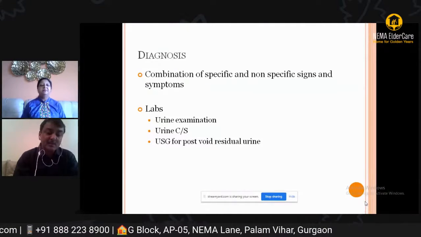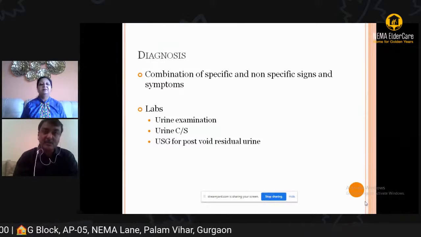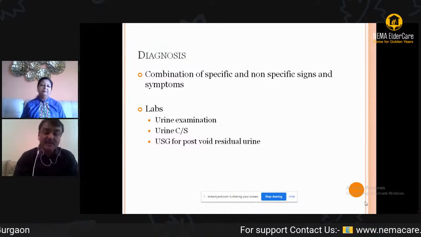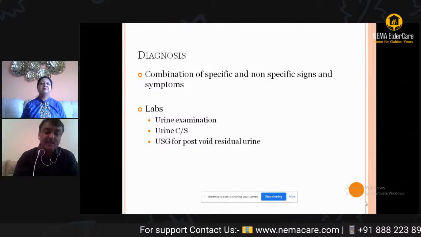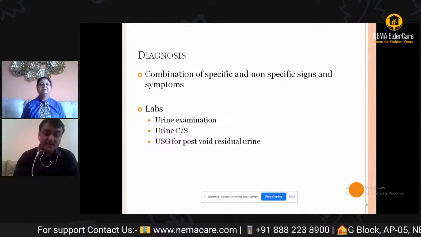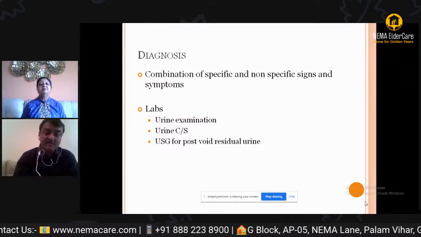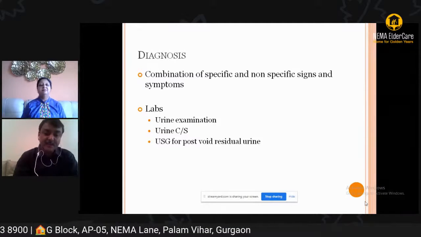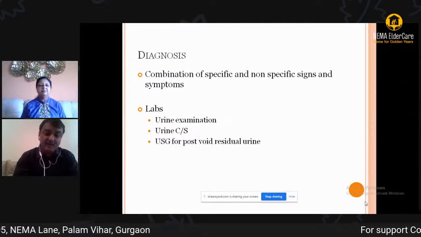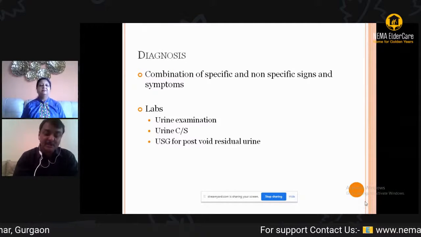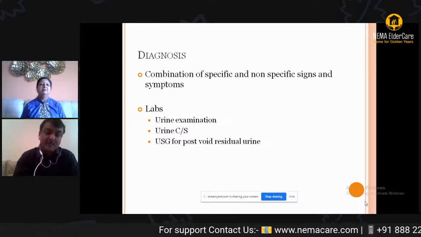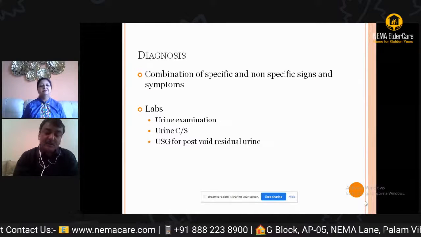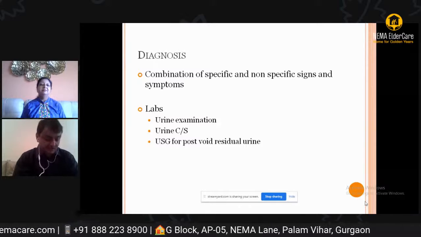An ultrasound to look for a post-void residual urine. That is, after passing urine, how much urine is retained in the bladder is very important, because the obstruction may be a reversible factor. It may be a correctable factor. If there is some obstruction and that obstruction has been taken care of by medical or surgical options available, we can prevent further infections of the urinary system and all the morbidity associated with it.